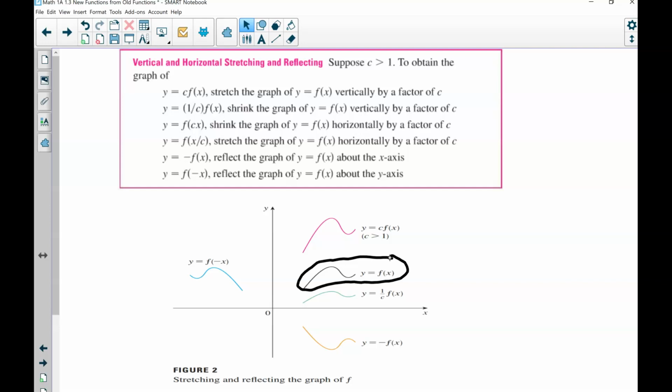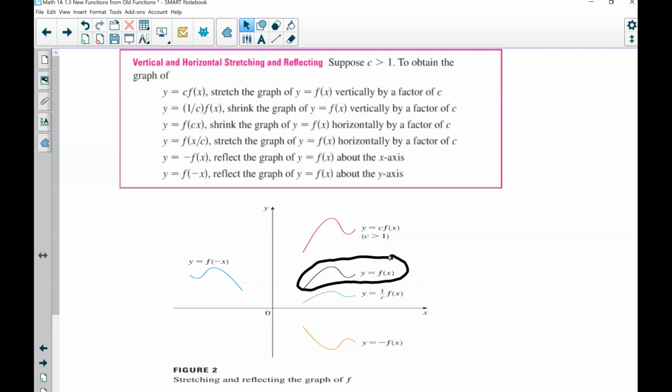If you multiply the function by 1 over c, then you would shrink the graph of the function vertically by a factor of c. And if you take the function and multiply its input by the value of c, then you will shrink the graph horizontally by a factor of c. And if you multiply the input by 1 over c, then you would stretch the graph horizontally by a factor of c.